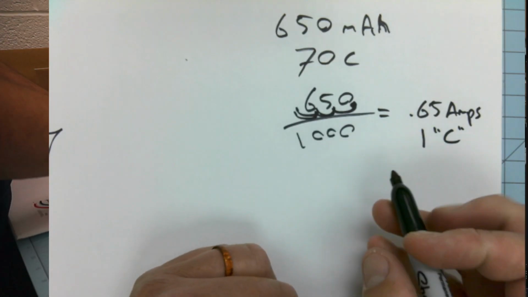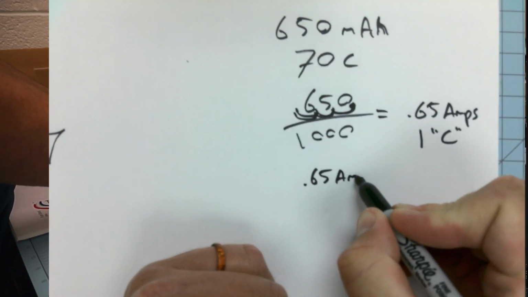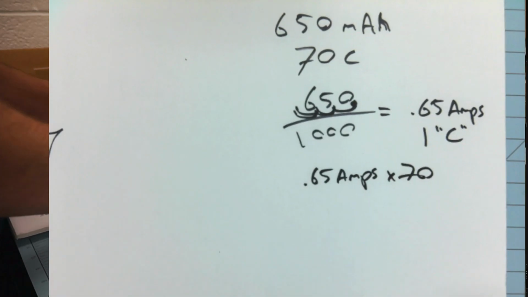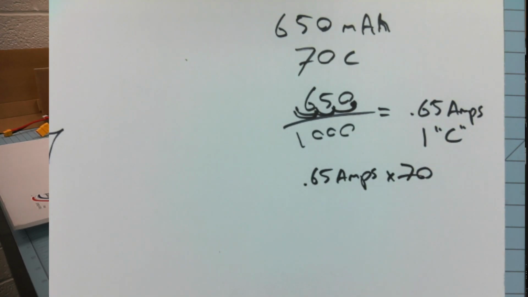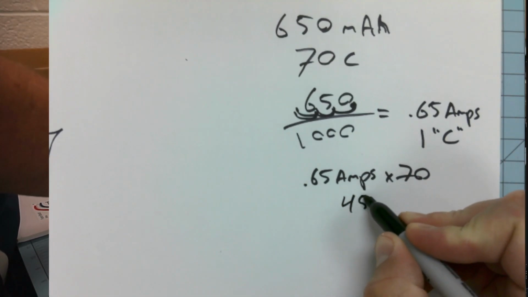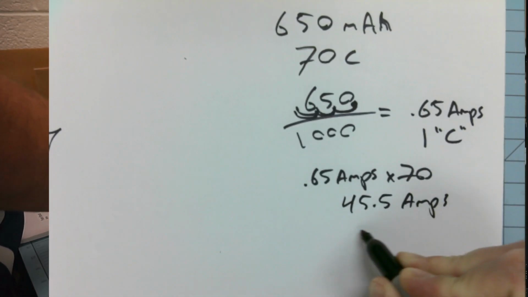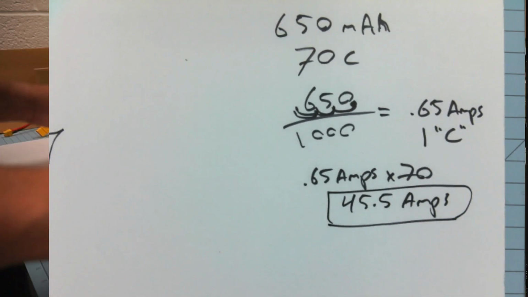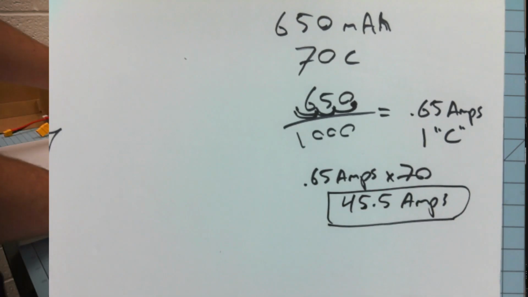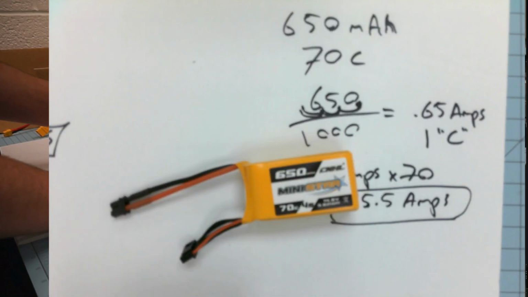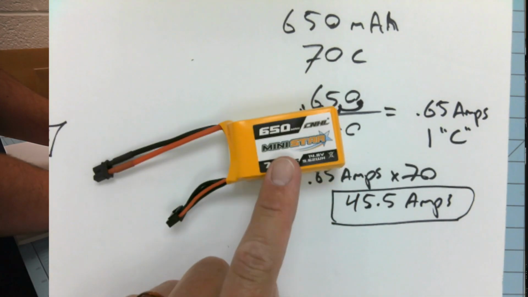I'm going to take 0.65 amps times 70. Get my calculator out again here. 0.65 times 70 is 45.5. So 45.5 amps is the discharge rating of this battery. Again, we're going to assume continuous because it doesn't tell us otherwise. So that means this little battery can put out 45.5 amps, right? Probably not for very long, but at least it can go up to that much without damaging the battery.